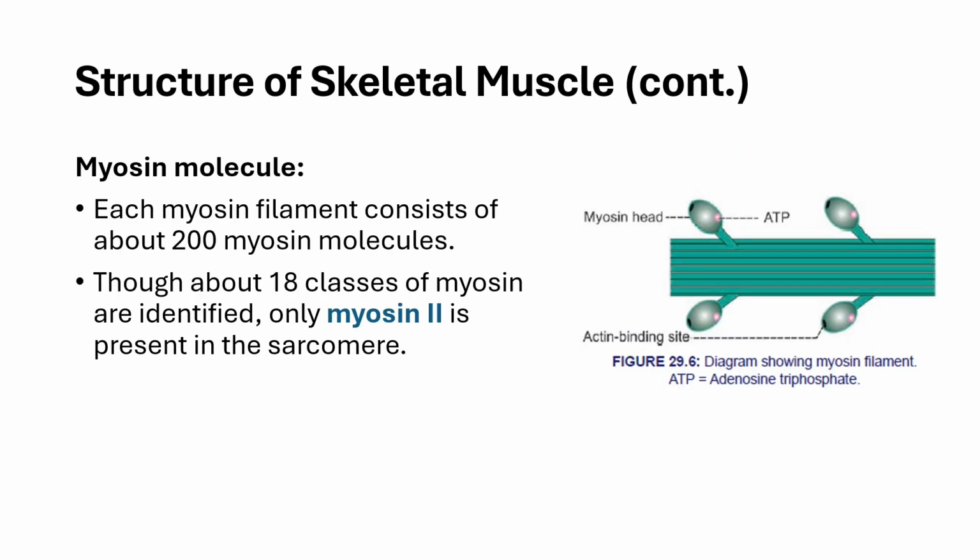Now let's focus on the myosin molecule. Each myosin filament consists of approximately 200 myosin molecules. So these molecules are aligned in such a way that the myosin heads protrude outward, ready to interact with the actin filaments.